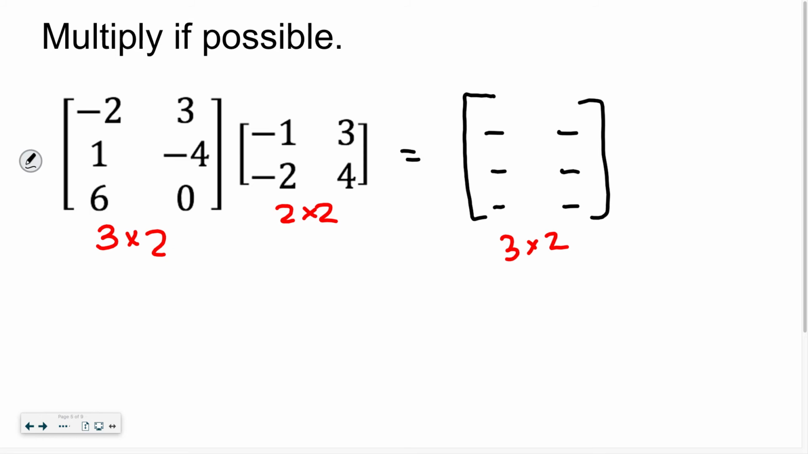Remember, this is a row by column multiplication. So I'm going to start with first row times first column. 2 minus 6, negative 4. First row, second column. Negative 6 plus 12, 6. Now I have to move on to row 2. See if you can get the other entries for me.